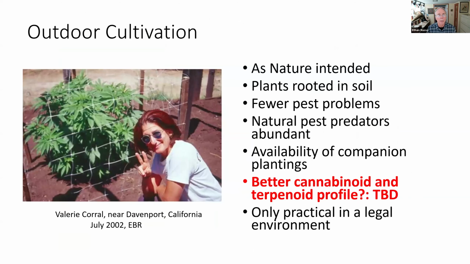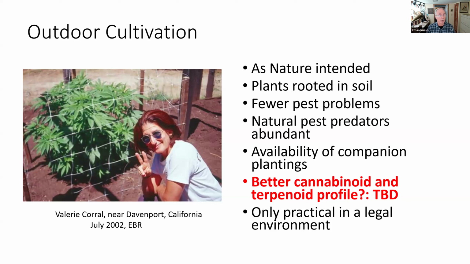pharmaceutical market. Outdoor cultivation, we see our friend here, Valerie Corral. This is where the plant grew up and belongs. So you have plants rooted in soil. It has better availability of things it wants. And this produces healthier plants in general with fewer pest problems. And there might be some natural pest predators, ladybugs or whatever. There's also the possibility for companion plantings to attract the bad bugs away from the crop of interest.